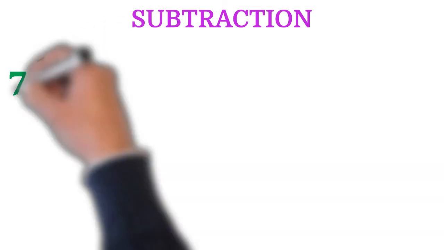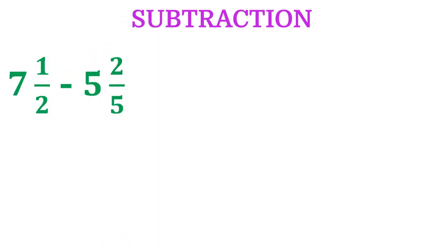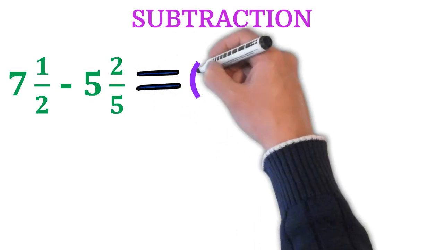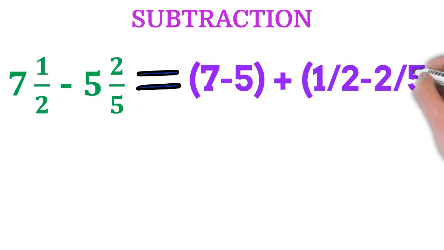Step 2. Now if the fractional parts are like fractions, then they can be subtracted using the method for subtraction of like fractions. And if unlike fractions, then they can be subtracted using the method for subtraction of unlike fractions. That is 7 whole 1 by 2 minus 5 whole 2 by 5 equals 7 minus 5 plus 1 by 2 minus 2 by 5.